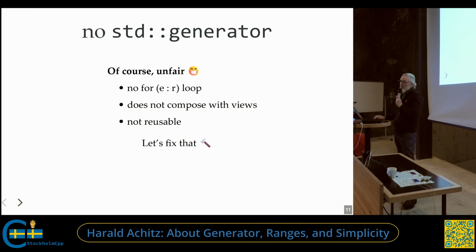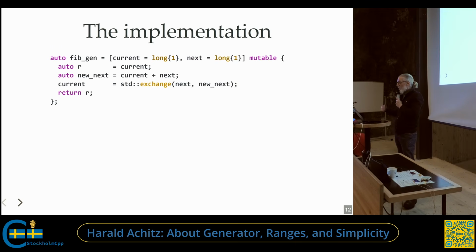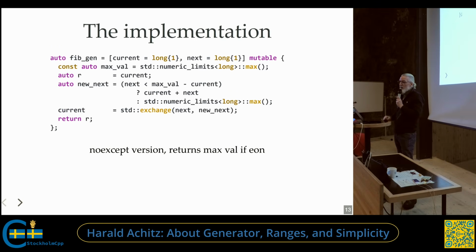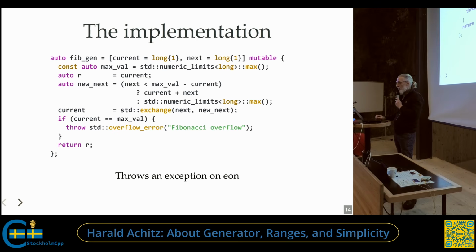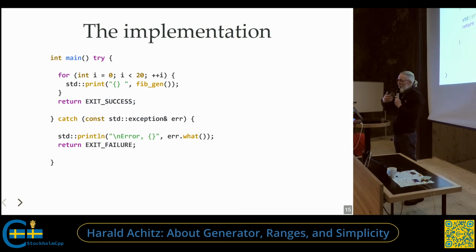Okay, so can I fix this? Let's see if I can. So the implementation of the Fibonacci number is very simple. You have seen it multiple times since I had it in the opening. Don't make integer overflows. We add a little bit of check for this, and this is the noexcept version, where you return the maximum value when you reach the end of numbers, and this is throwing an exception when you can't produce a new number anymore because you're going out of range. And then you have the main function where you can call the stuff and put exception handling.